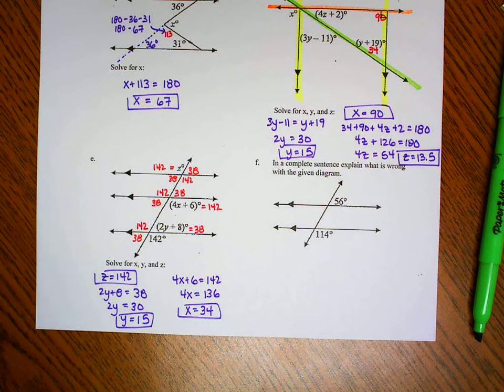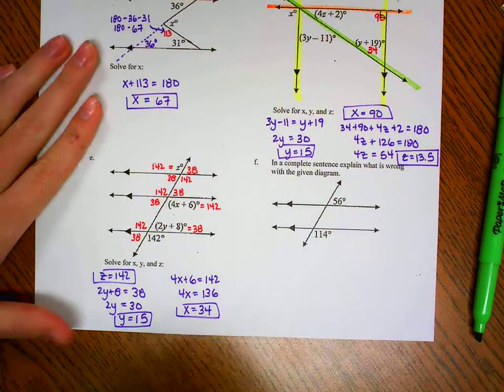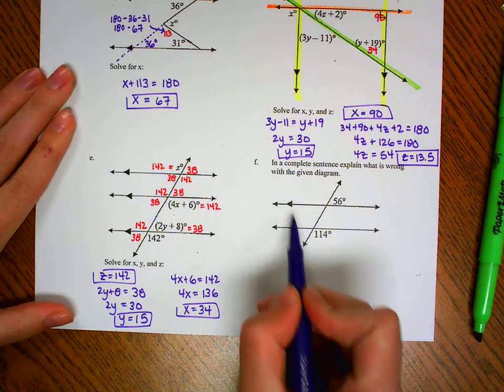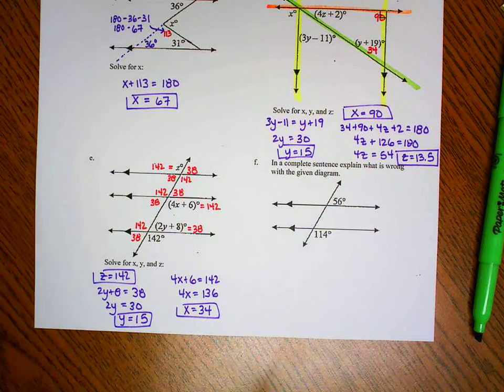But there you go. Okay, F says, in a complete sentence, explain what is wrong with the given diagram. Remember, when our lines are parallel, every given set of angles is either congruent or supplementary. So I don't want to do this one for you. I want you guys to try this yourself. But remember, any pair of angles, if our lines are parallel, which they are, should either be congruent or supplementary. See if that gets you going.